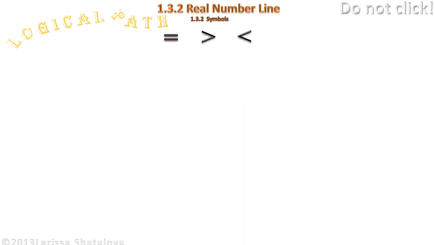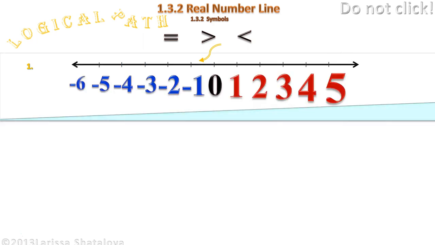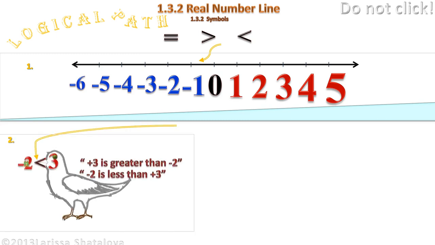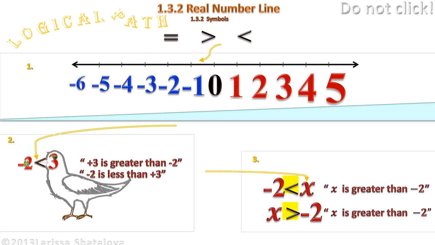Logical path. We will practice using symbols, using the idea that numbers grow from the left to the right. Then we will look for a helper. This nice looking bird will help us a lot to pick the appropriate symbol of inequalities, and then we will talk about how to read proper inequalities where we will see variables.